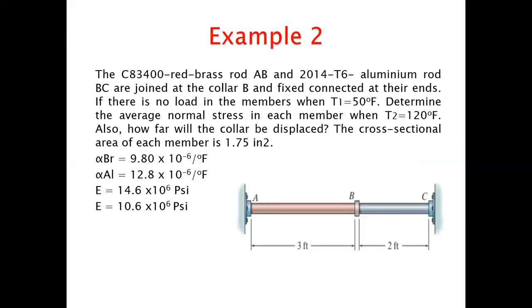Example number 2. The C83400 red brass rod AB. So there is a rod which is AB, which is made up of brass. And 2014 T6 aluminum rod BC. This is aluminum.